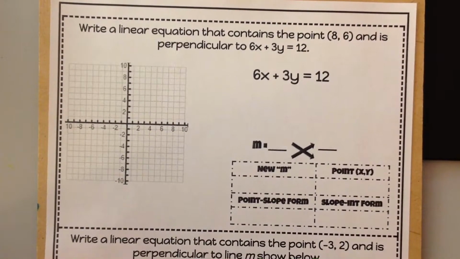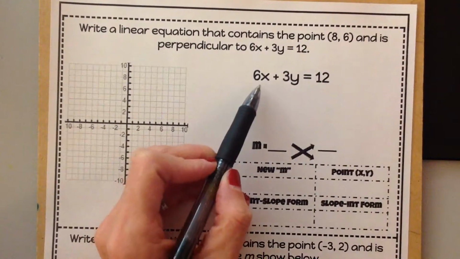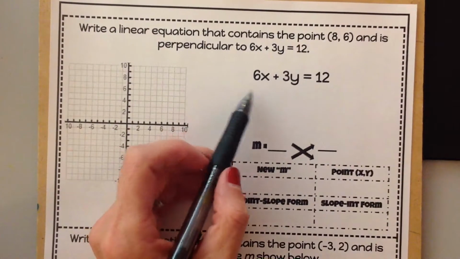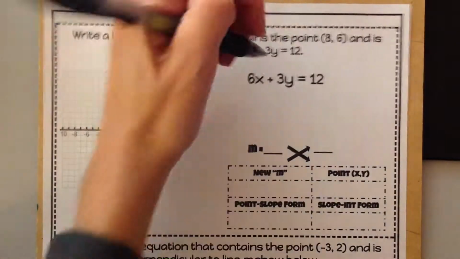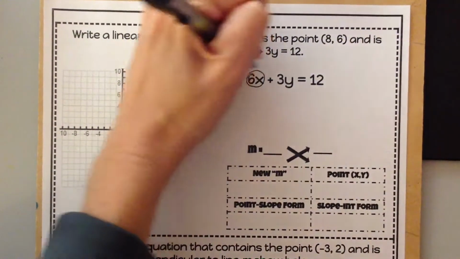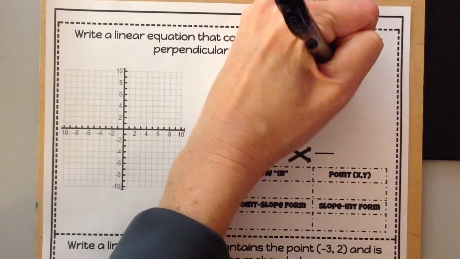Here are the examples. Write a linear equation that contains the point (8, 6) and is perpendicular to 6x + 3y = 12. So the first thing we have to do is get our slope from our equation. So we need to rearrange this into y = mx + b form. So I need to take my 6x and move it to the other side. And when I do that, there's going to be a sign change.